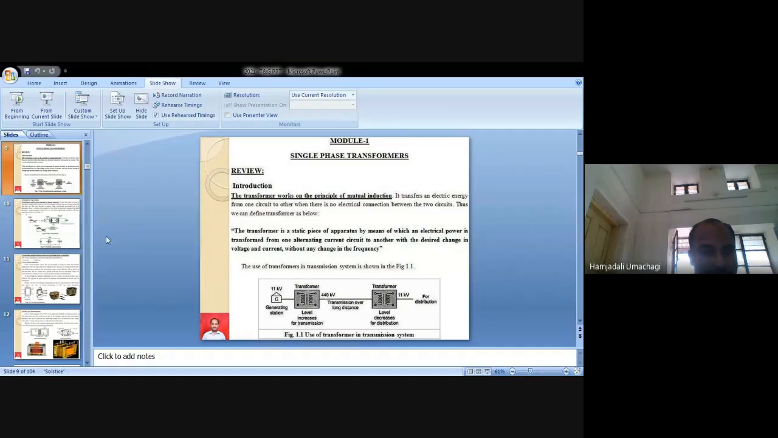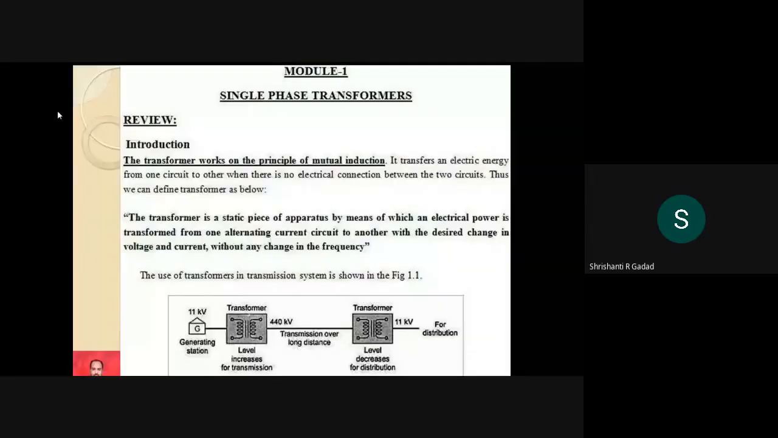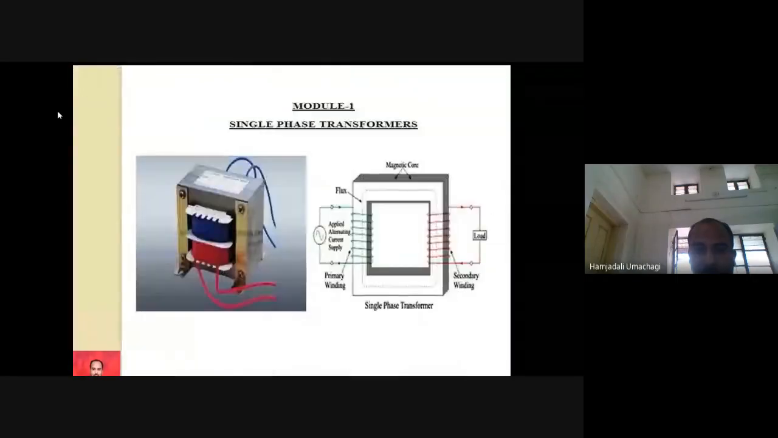Yes, can you see this image, PPT image? Yes, sir.